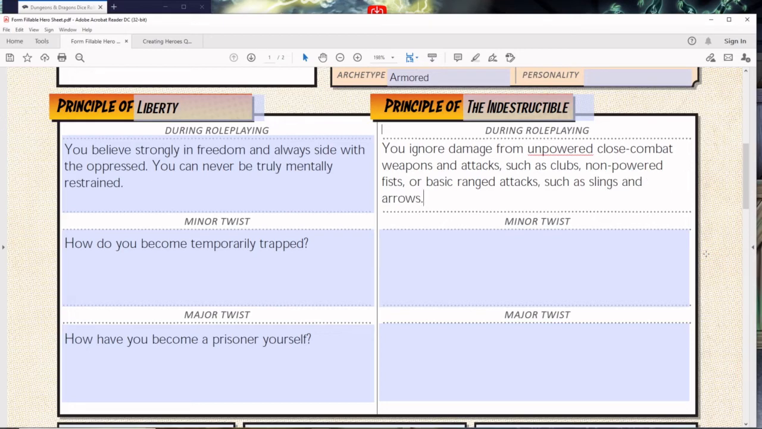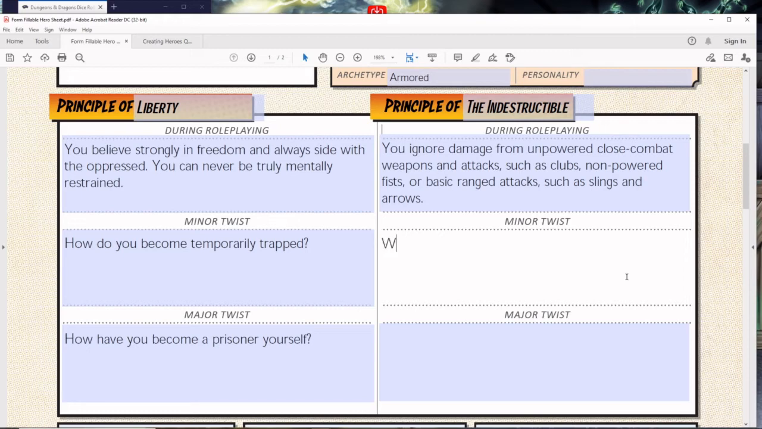Now, if you're being shot at by Hawkeye or the Green Arrow, that's not basic ranged attacks. That's an expert level archer. That's going to be doing damage to you. If you're being attacked by Batman or the Wraith or somebody like that, that's not a non-powered fist. This is basically, if you're in a role-playing situation, we might have such things where people try to beat you up, and it stays role-playing because they're not able to really do anything to you.